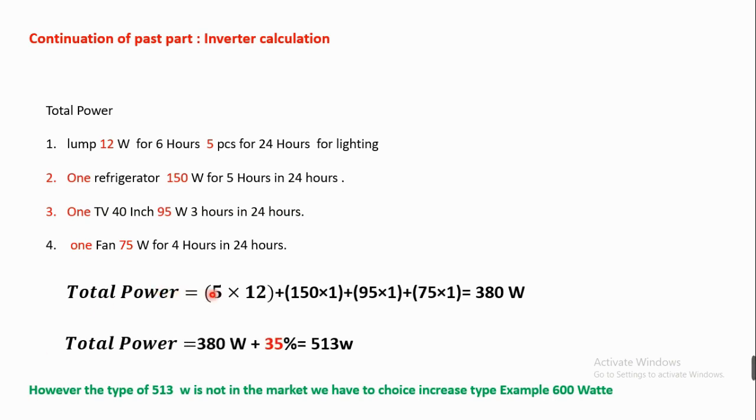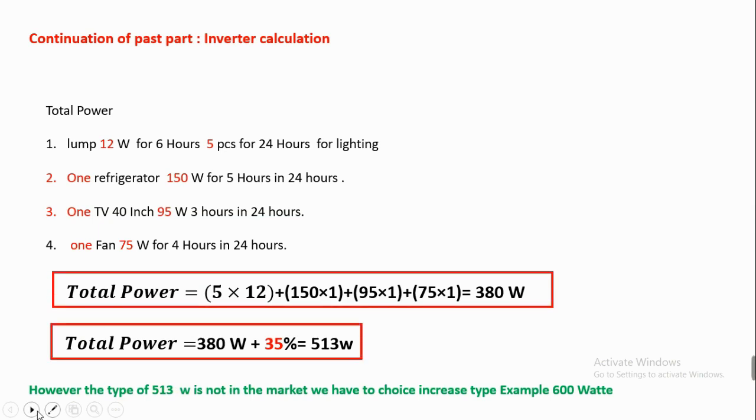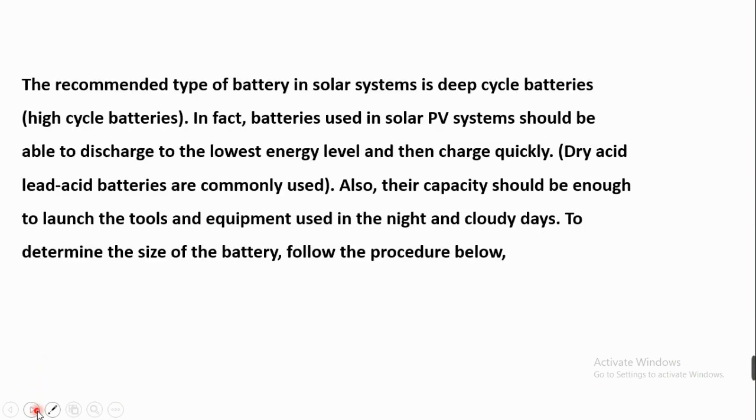Total power. However, an inverter of 513 watts is not in the market. We have to choose a higher type, for example 600 watts. Fourth step, choose the battery type.